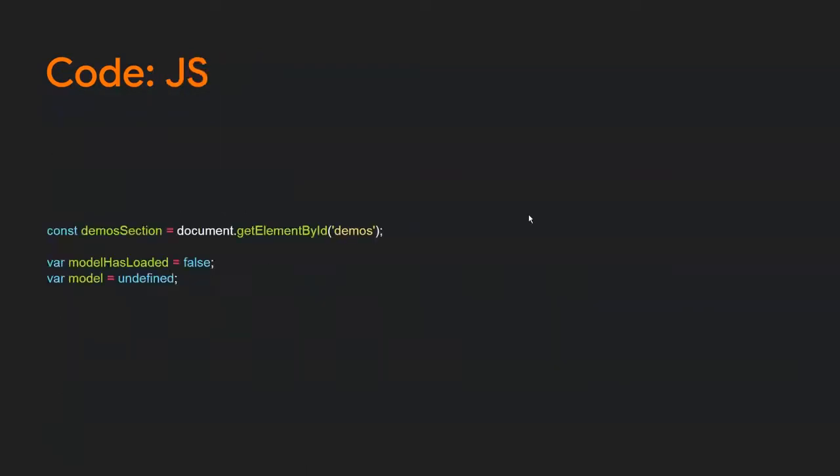So looking at the first lines of the JavaScript, first of all, we're just going to define a constant called demos section. And that's just going to get a reference to the demo area where all of our images are living. We're then going to set a variable model has loaded and set it to false, and also define a variable for the model to store that once it has loaded.